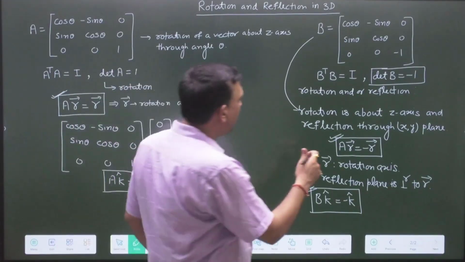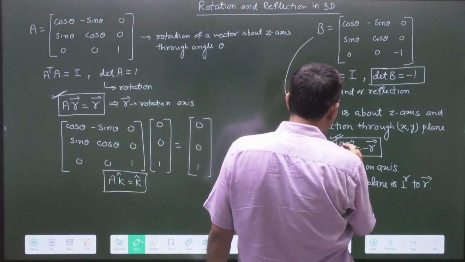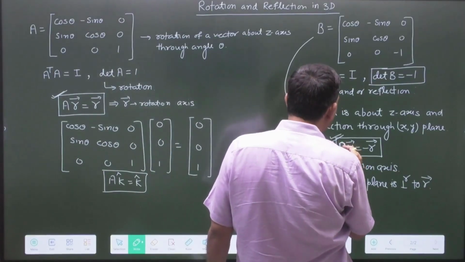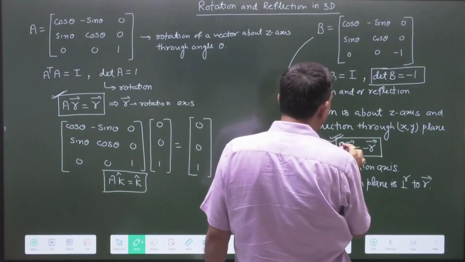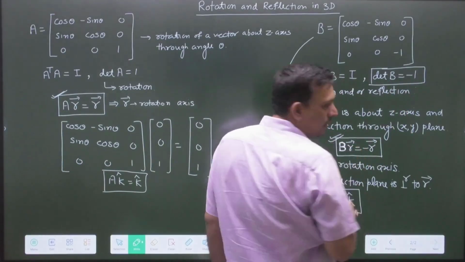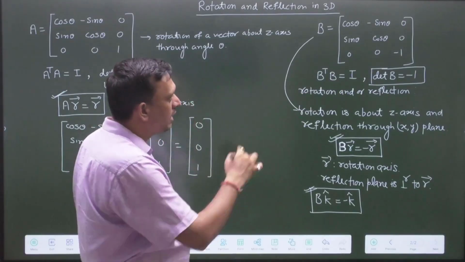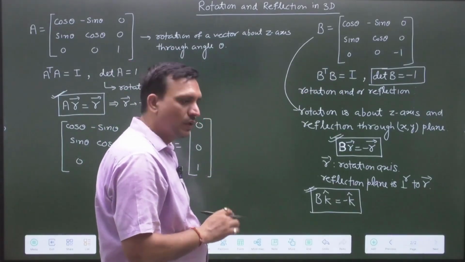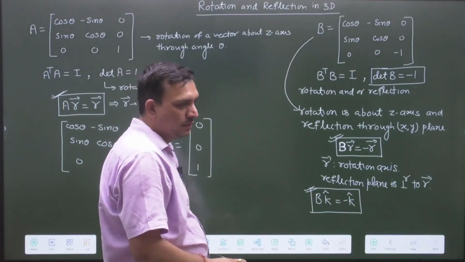This is not A, this is B. I am talking about any B type of matrix whose determinant is -1. Using this case, determinant -1.